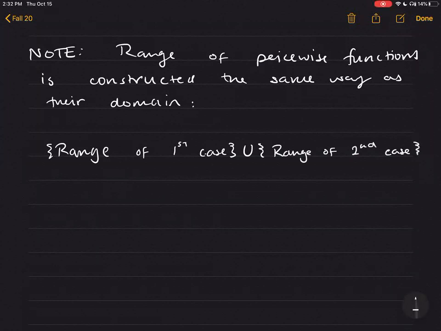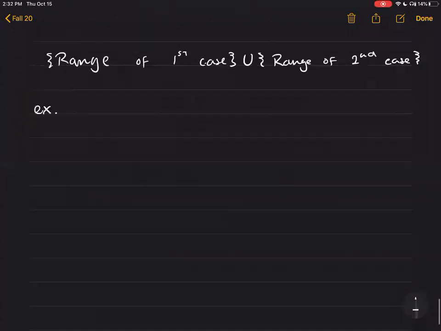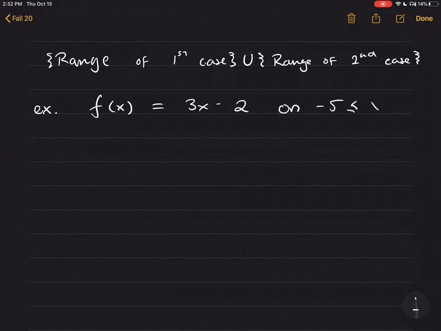All right, I'm going to do one last example as a cautionary warning, especially about piecewise functions, because they're usually only defined on a subset of the real numbers for each case. So if, for example, we had f of x equals 3x minus 2, a simple line, but we are only defining it on, say, -5 to 2. We want to know, what the heck's the range of this? Well, we're going to start with -5 less than or equal to x less than or equal to 2.